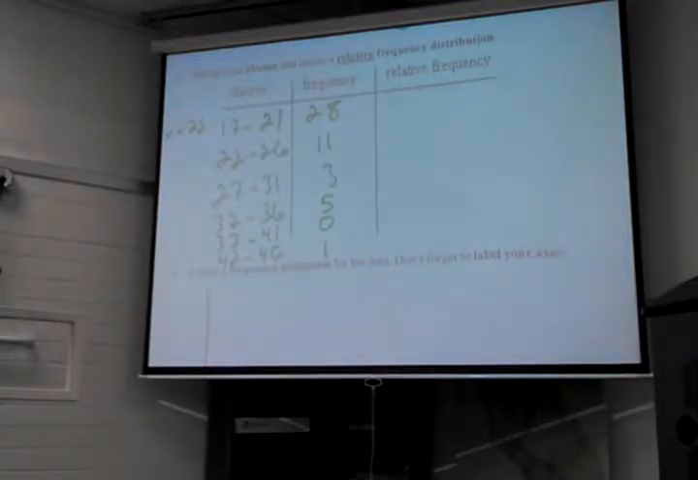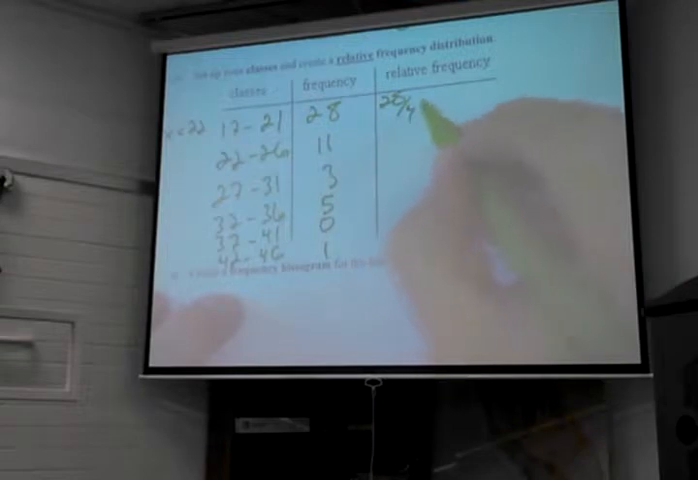Yeah, it's just percentage, right? So you'd say 28 students out of 48. So 28 divided by 48. You can round to 1 decimal place to make your percentage. What do you get?